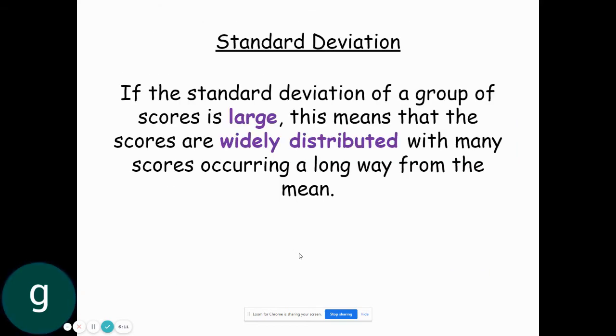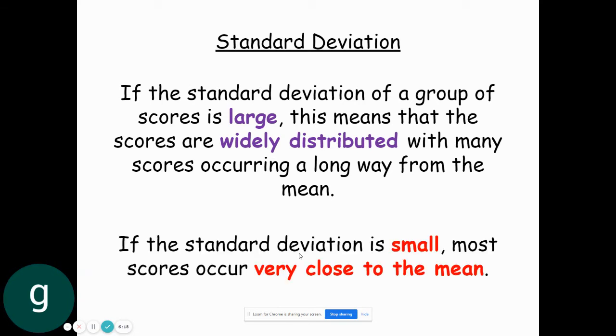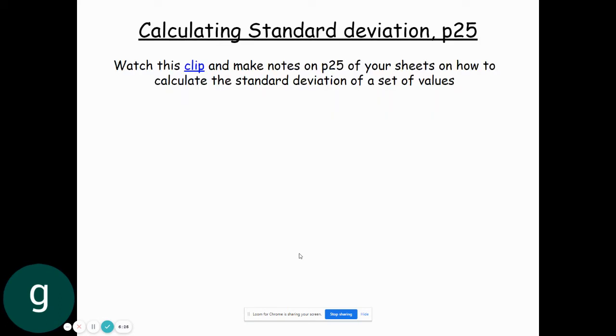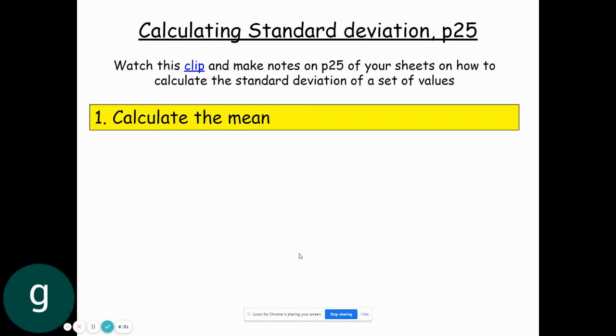So if the standard deviation of a group score is large, that means that there's a lot of distribution around your mean. So some of the scores are very far away from that mean value. If the standard deviation is small, it means that most scores are very closely gathered around that mean. So there's a clip that will be in the attached PowerPoint that you can use.